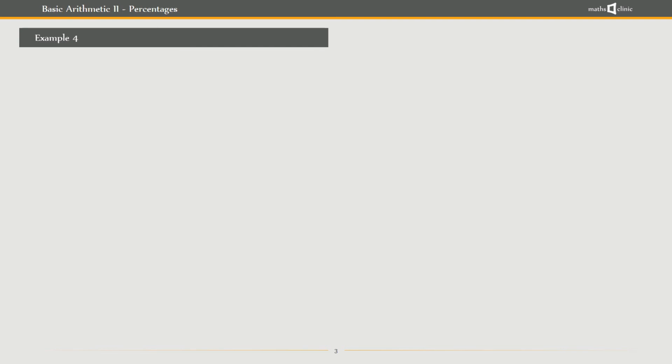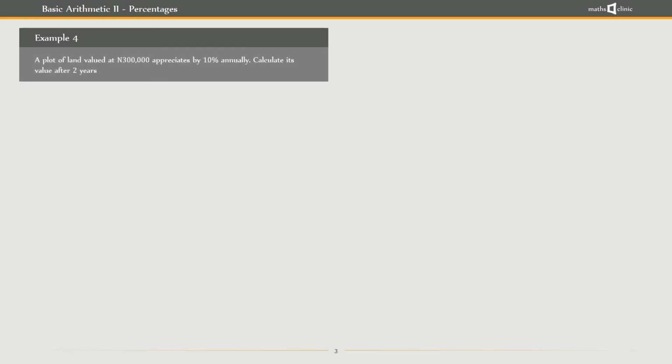Now, example 4. Example 4 says a plot of land valued at 300,000 naira appreciates by 10% annually. Calculate its value after 2 years. Now I'm going to tell you something interesting here. Each year the plot of land increases, that's what appreciates means. The value of the land increases by 10% every year, and we've been asked to calculate its value after 2 years.